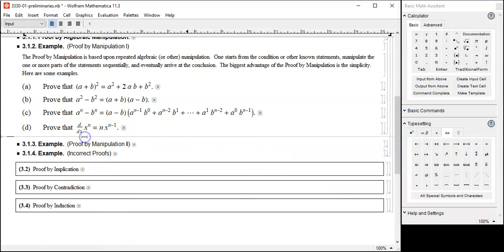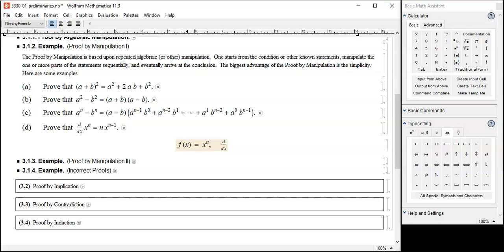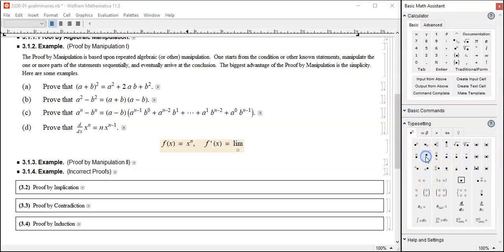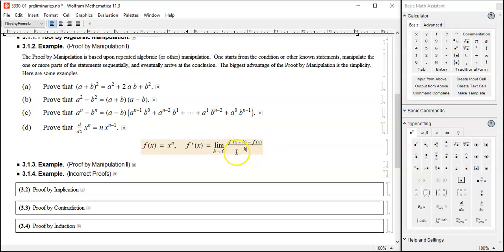Okay, last problem, I'm going to leave this as an exercise to you. So basically f of x is equal to x to the nth power, then the derivative is limit h going to 0 of f of x plus h minus f of x over h, isn't it? The difference of y coordinate over the difference of x coordinate. This thing is often called the difference quotient or Newton quotient.